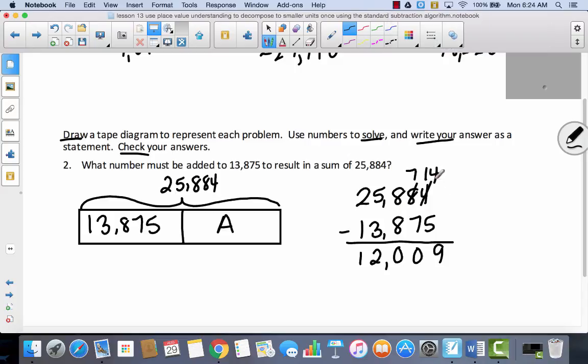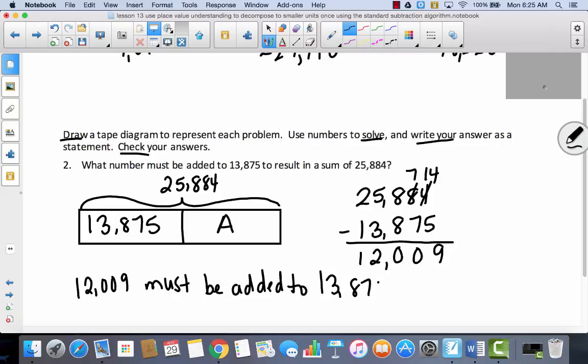Okay, so you can see that I was not ready to subtract in the ones place. So I had to unbundle from the tens, and I took 1 away, and that left 7 tens. I moved that to the ones place, I had 14 ones. I was able to subtract everywhere else. So now I'm going to write my answer as a statement. So I'm going to go back to the question, what number must be added to 13,875 to result in a sum of 25,884? So I'm going to say 12,009 must be added to 13,875 to result in 25,884.